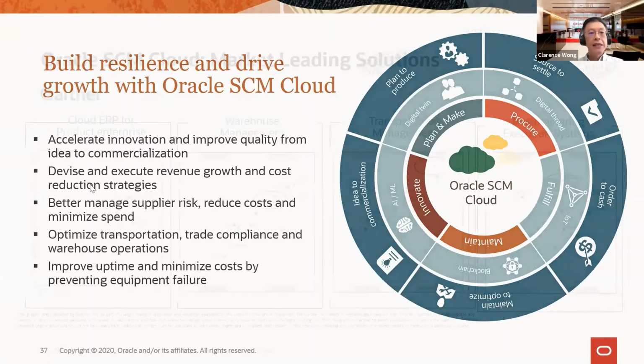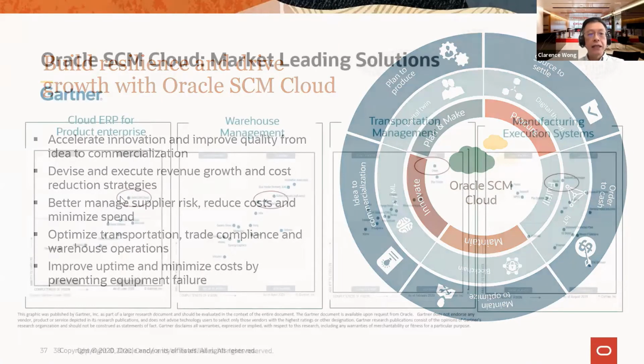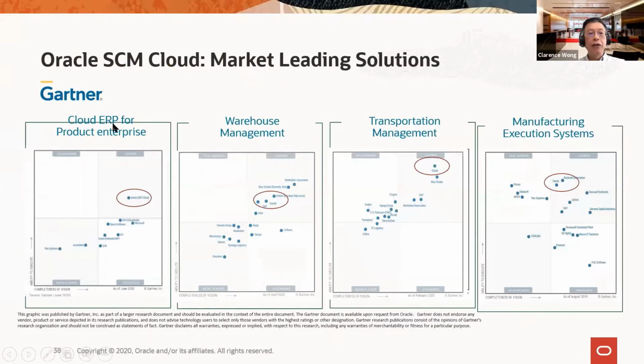What you can see here is a Gartner chart of Oracle. Oracle is constantly a leader. It's the only leader in cloud ERP right now. Not SAP, not Microsoft. And in terms of warehouse, we are also in the leadership. Transportation and logistics management is always a part of it too. A lot of companies in Singapore use our transportation systems and manufacturing systems. We are also the leader.